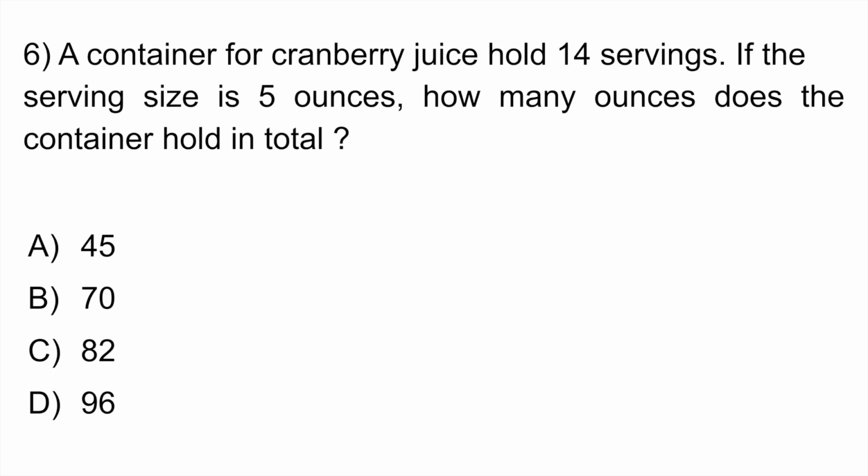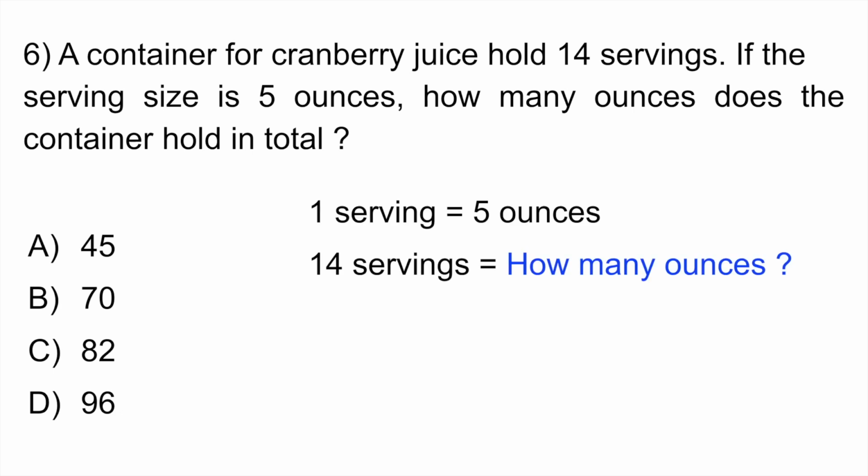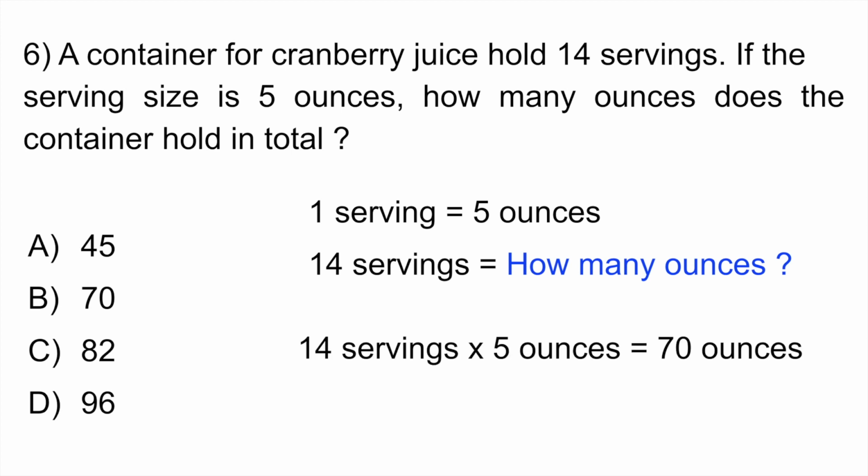A container for cranberry juice holds 14 servings. If the serving size is 5 ounces, how many ounces does the container hold in total? Okay, so in the question, they've given us this information. 1 serving is equal to 5 ounces. And they're telling us that the container has 14 servings, and now we have to find out how many ounces there are. So this question is pretty straightforward. Because you have 14 servings, and you know that there's 5 ounces per serving, all you have to do is multiply 14 times 5, and that gives you the amount of ounces in that container. So your correct answer would be B.